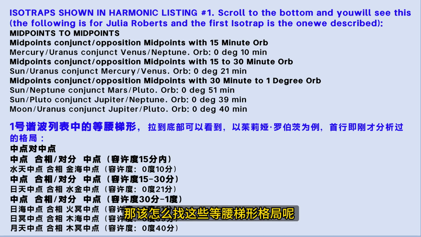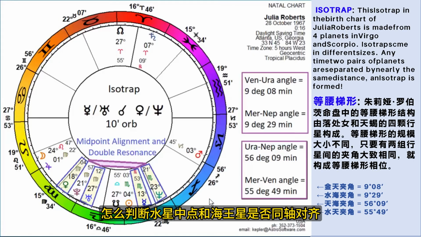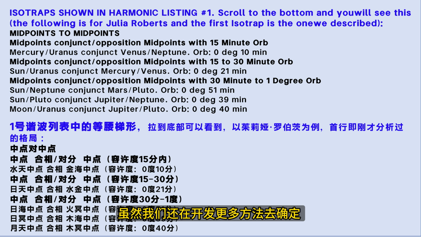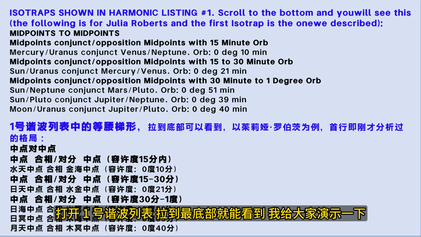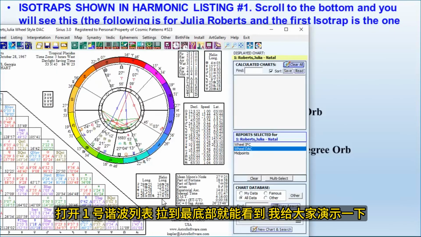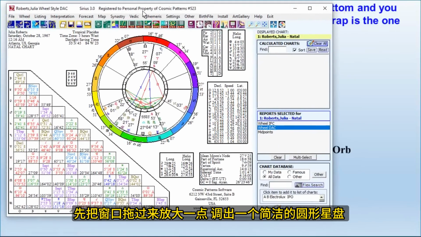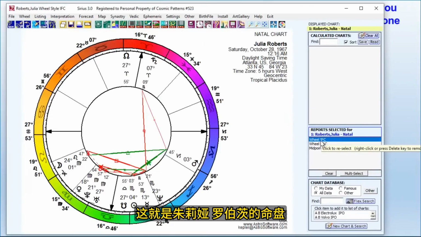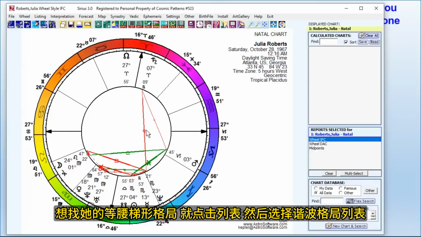Okay. Now, how would you find these isotraps? How do you know that Mercury's midpoint is conjunct Venus-Neptune? Right now, we're going to be adding more ways to find this, but right now in the Kepler and Sirius software, you go to harmonic listing number 1 and you scroll to the bottom and you will see this. I'll show you. Let's drag this over and expand it a little bit, and pull up a nice simple wheel. Okay, so there's Julia Roberts. I want to know what isotraps she has.